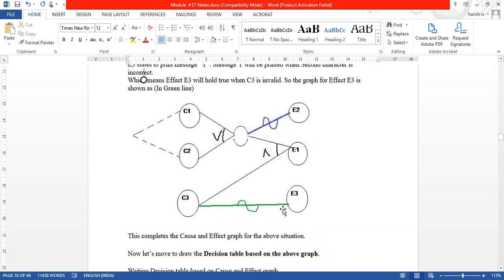If C3 is not an integer, then it gives rise to the E3 problem. Understood? So now this is your fishbone problem for your simple analysis of 3 causes and 3 effects.